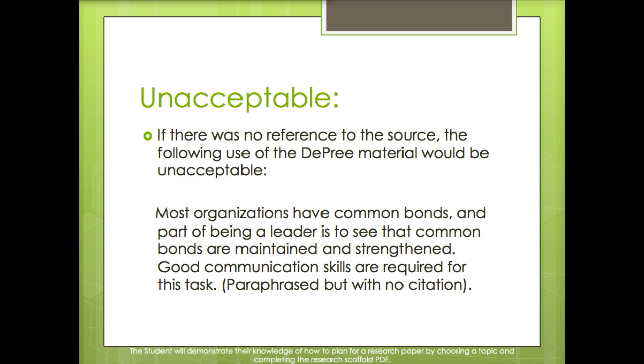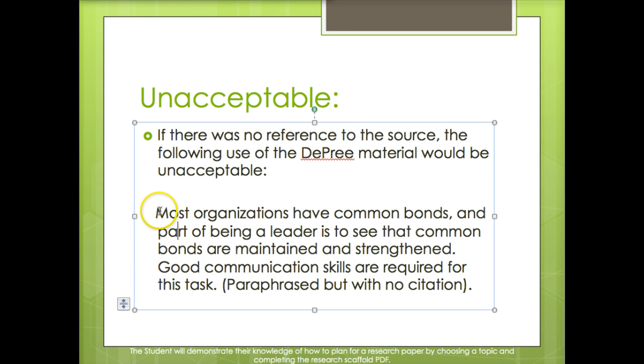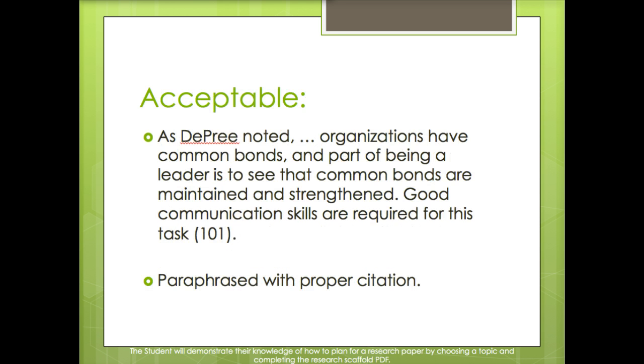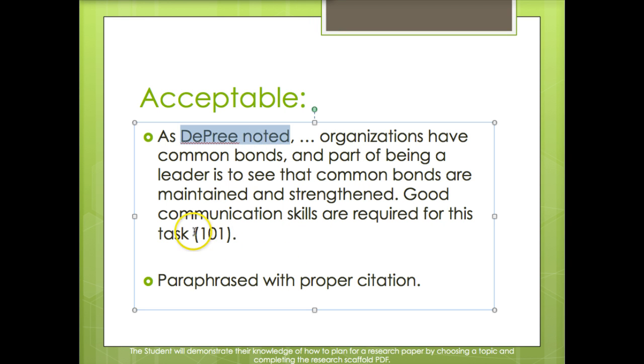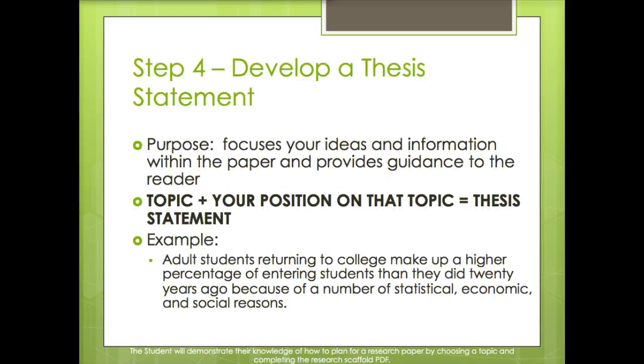What is unacceptable is if there's no reference to the source. The following use of the Debris material would be unacceptable. In other words, I can't use this in my paper if I don't know where it came from and who wrote it. Okay? So this would be okay, because you're saying "as Debris noted," so we know who the author is, and you're giving a page number. Again, we'll get more into the MLA in the upcoming weeks, but this is just an overview.